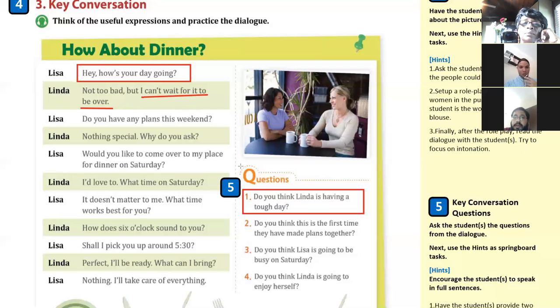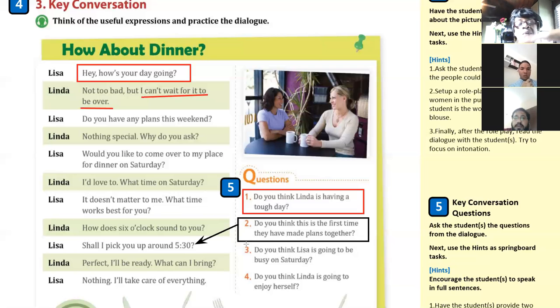Do you think this is the first time they have made plans together? I think yes, it is. Okay. So remember, if you understand the conversation, you're listening to it. It says, do you think this is the first time they have made plans together? Yes, because Linda is saying nothing special. Why do you ask? That's why this is showing that it is the first time they are making the plan. Okay. This is the way I'm comprehending it. She asks, shall I pick you up? If she's going to pick her up, she's been to her house before, she's been to her work before, so they probably have done things together before. Okay, Haas, can you read number 3?